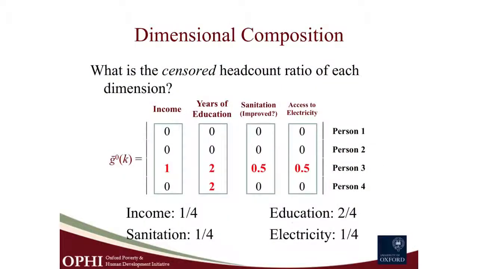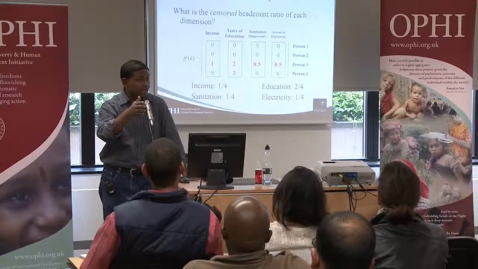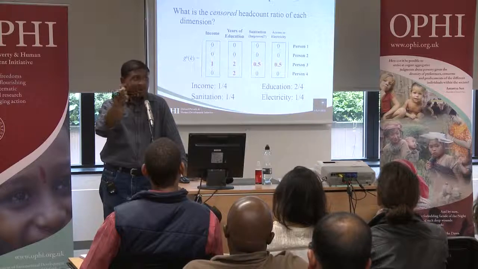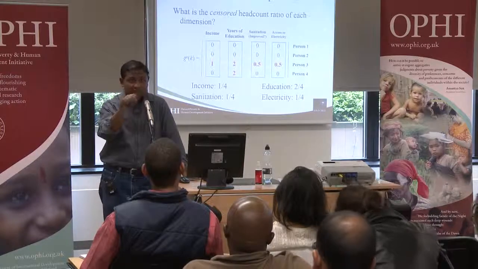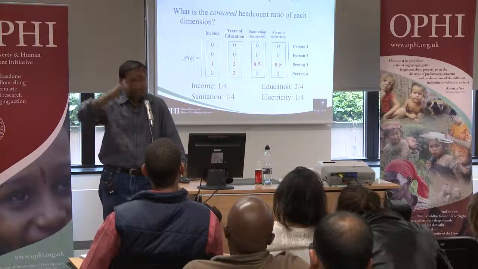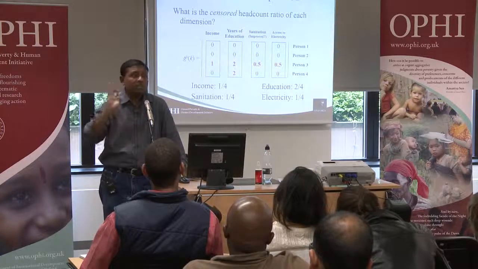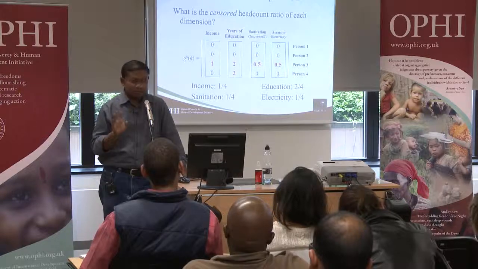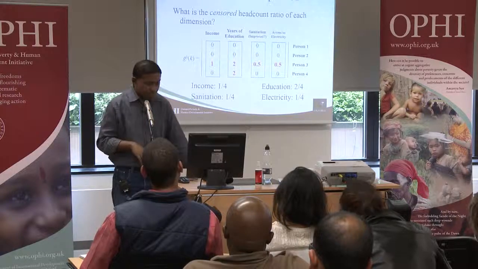So when you are computing in Stata the censored head count ratio, you need to create a variable which says if they are deprived in the dimension and they are poor, then you get a 0, 1 variable. Then the mean of that 0, 1 variable will give you the censored head count ratio. Okay? Perfect.